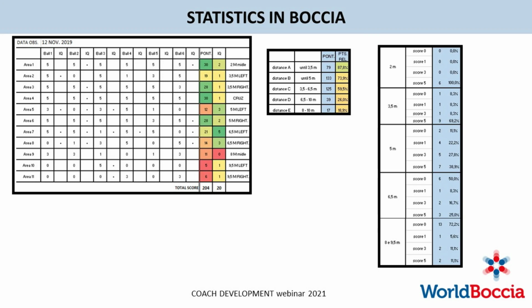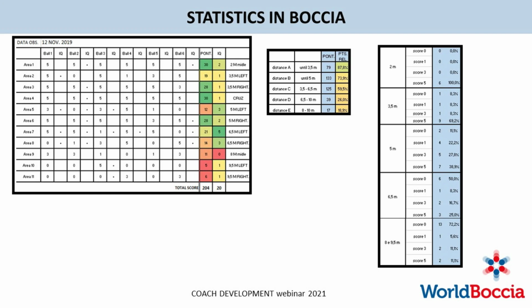So using Excel, we can easily get the information of what is the average percentage of our players. So here we have the information and the points until 3.5 meters, until 5 meters, and 3.5 to 6.5 meters. So we try to get the information together.